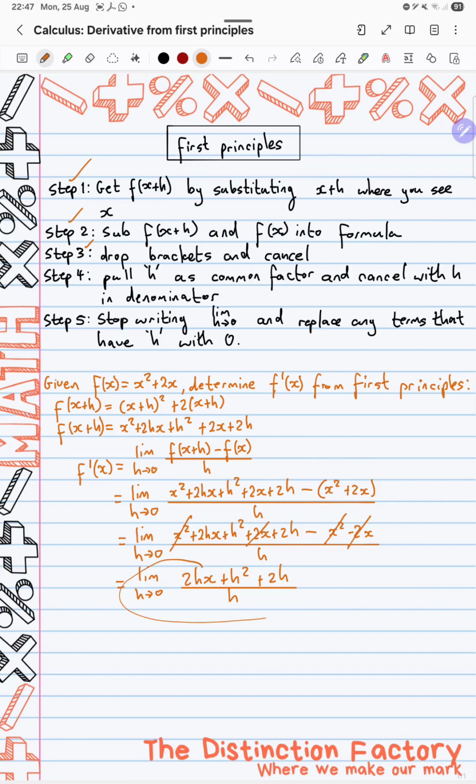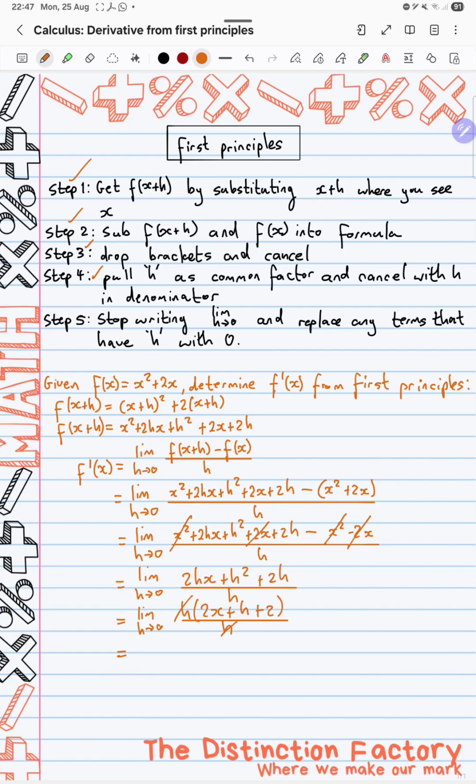So what you realize now is everything that's left in your expression has the term h. So we want to just pull out that h as a common factor. And then we want to cancel it with the h in the denominator. And step 4 is done.